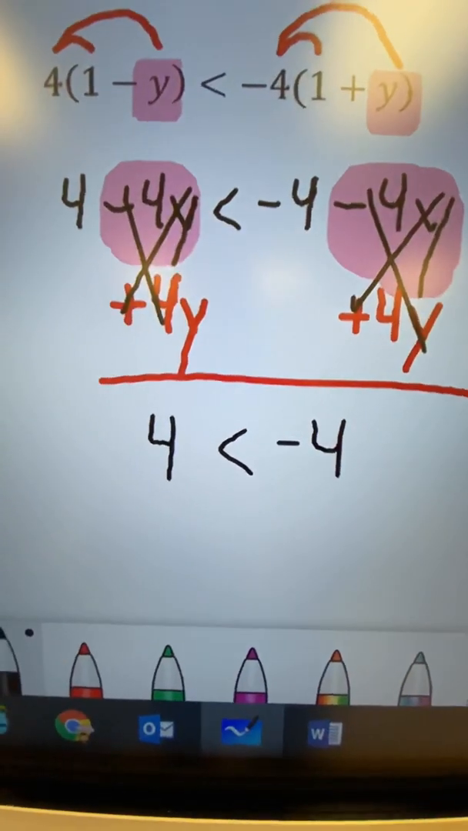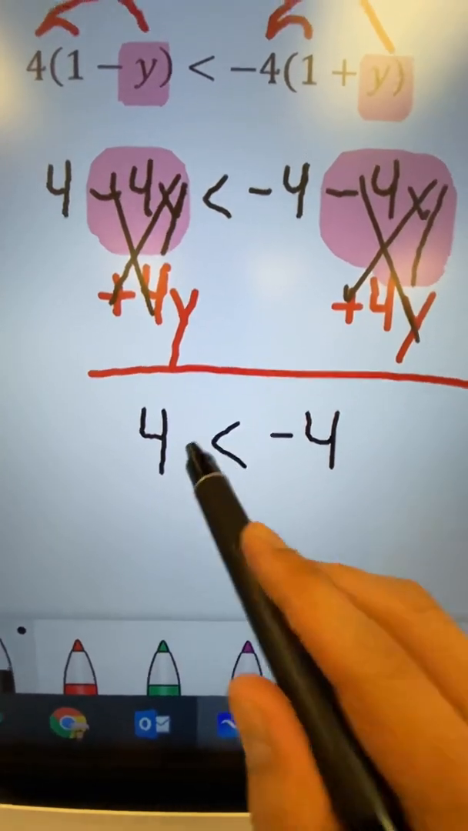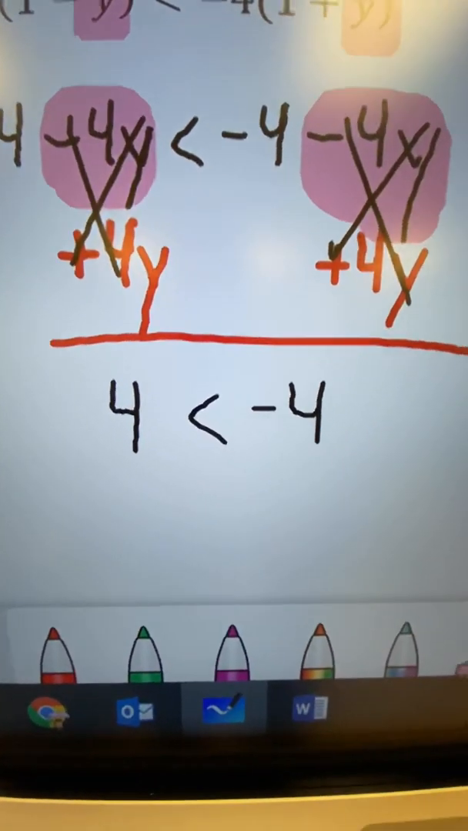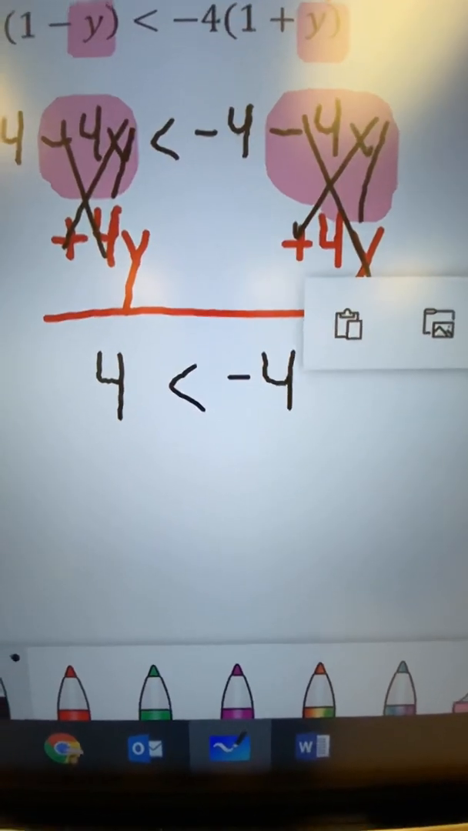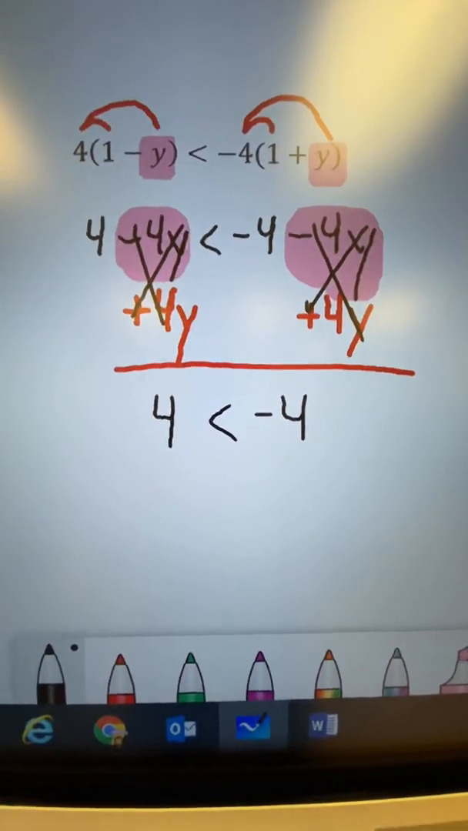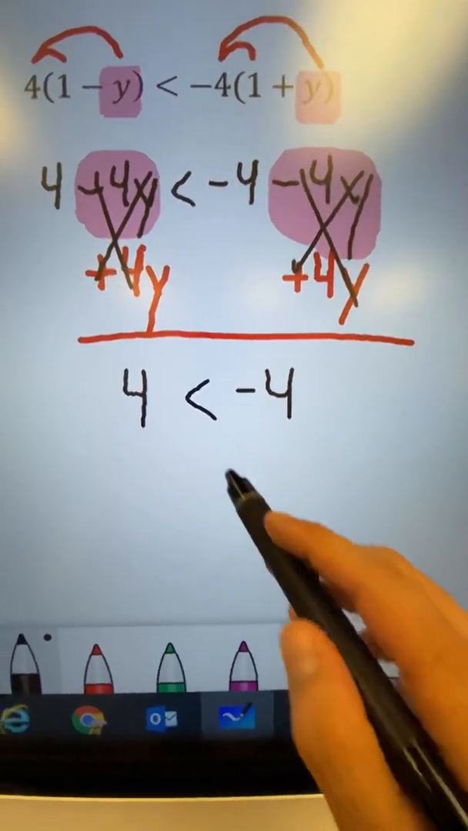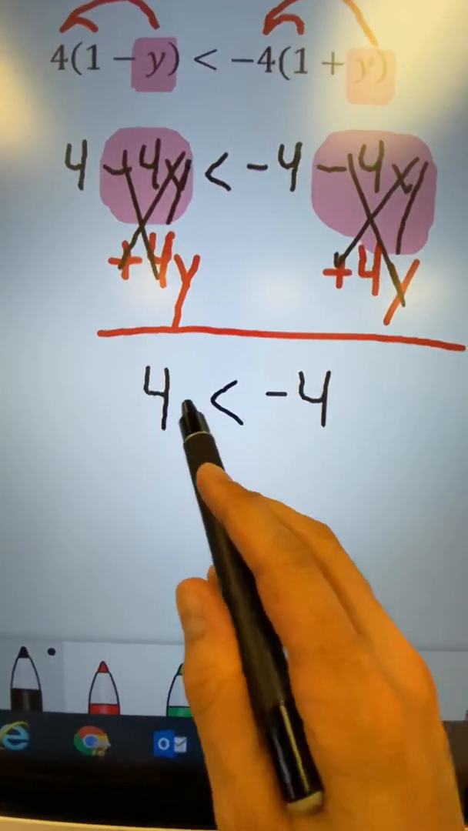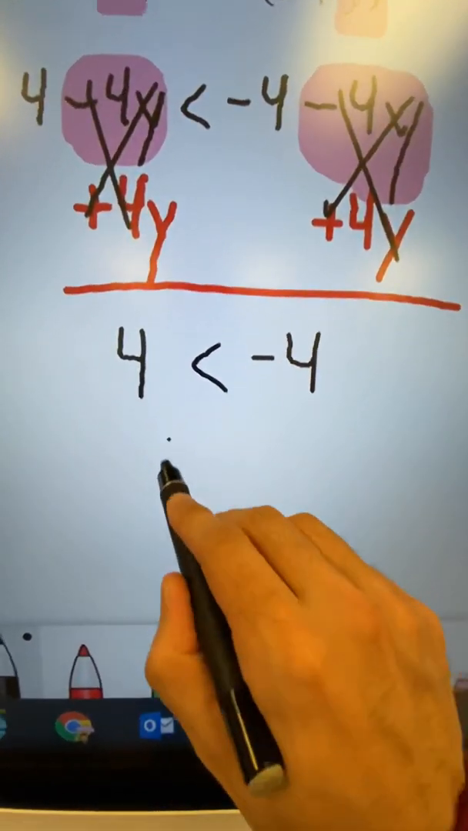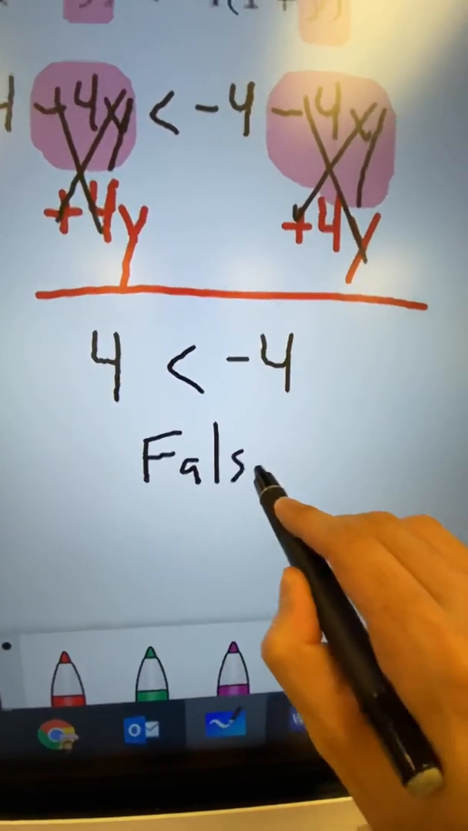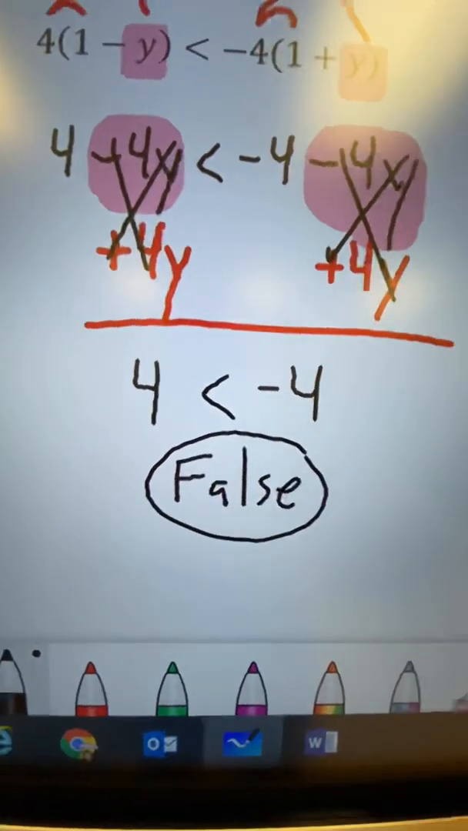And now you can see here we have this inequality. 4 is less than negative 4. So when I solve an inequality, if the variables cancel out, you've got to just check, is it true or false? So since I have no variables left, I just compare. Is 4 less than negative 4? Is it true or false? 4 is smaller than negative 4 is actually false. It's bigger. So it's false to say that 4 is smaller than that.